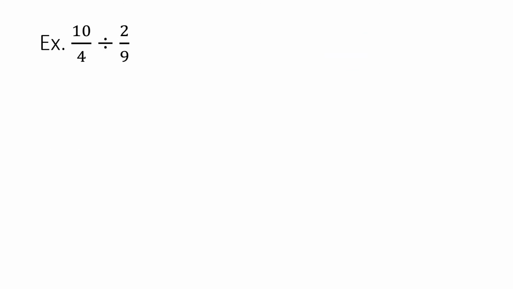Now let's move on to the next example. 10 over 4 divided by 2 over 9. Again, keep, switch, flip. 10 over 4 stays the same. Division is now multiplication, and 2 over 9 is now 9 over 2. Now just combine them. 10 times 9 over 4 times 2.